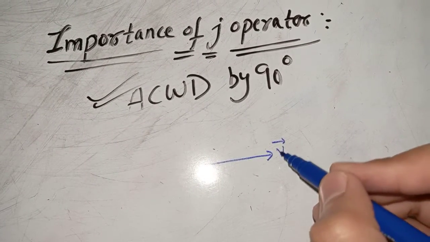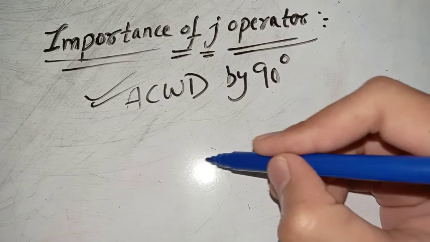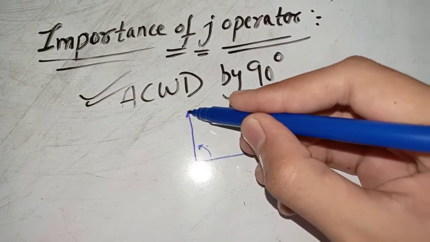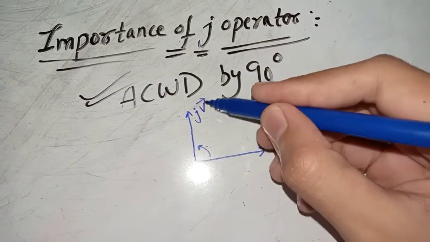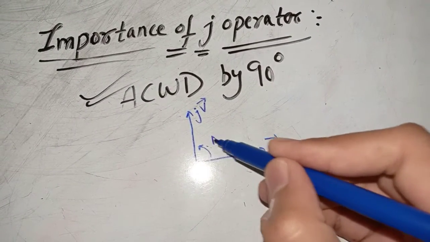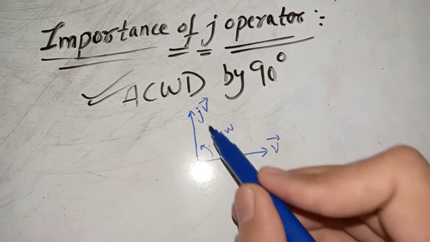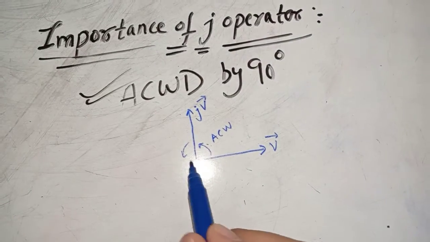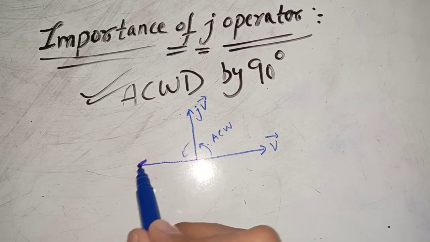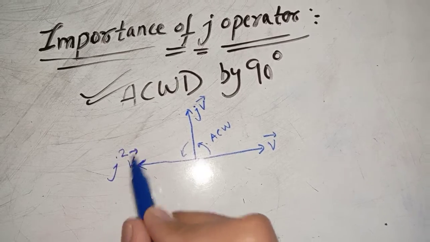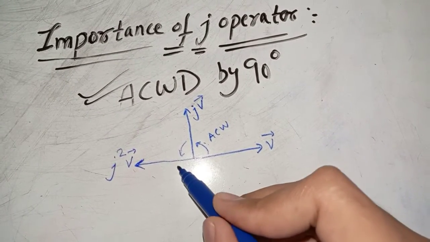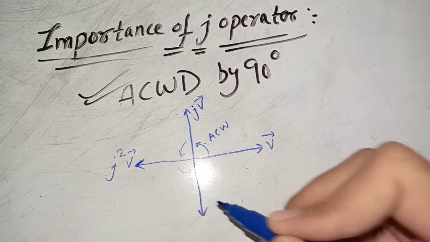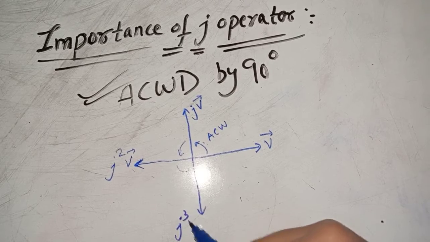Now if I multiply this vector v by j, then it will be moved in anti-clockwise direction by 90 degrees. That is here. So this is jv. Now again, I am rotating these vectors in anti-clockwise sense. If again I multiply this vector by j, then again it will be rotated by 90 degrees in anti-clockwise direction. So it will be here, which is j square v, right? Now again if I rotate this vector in anti-clockwise sense by multiplying by j, it will come here. So this will be j cube v.